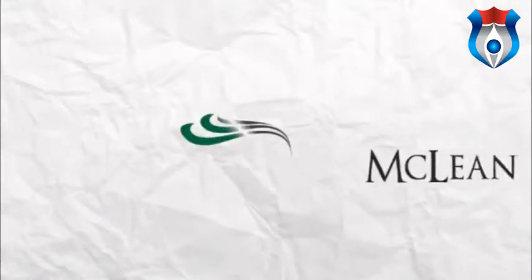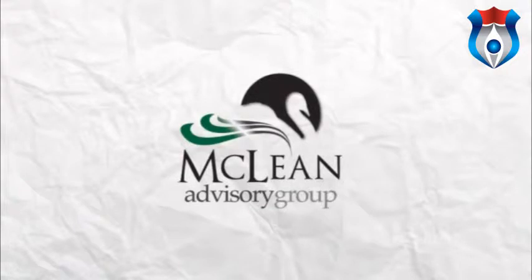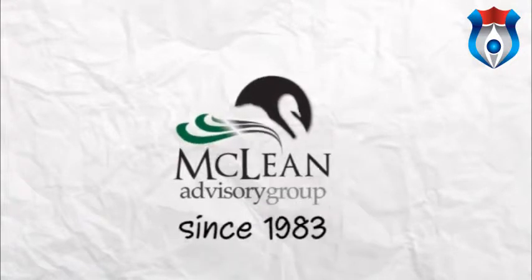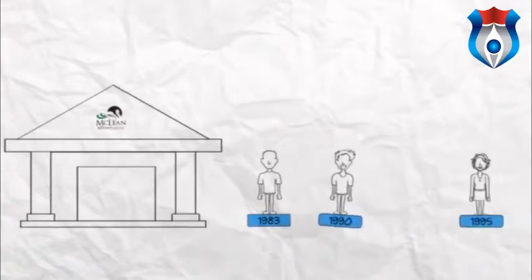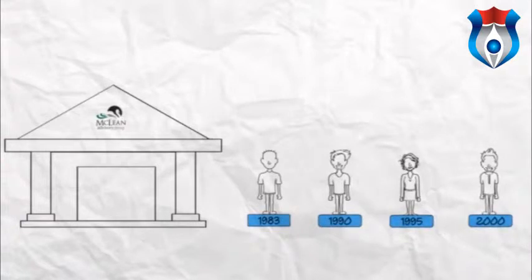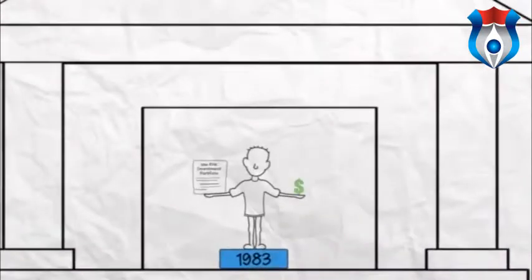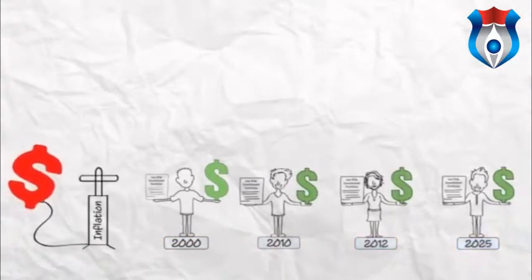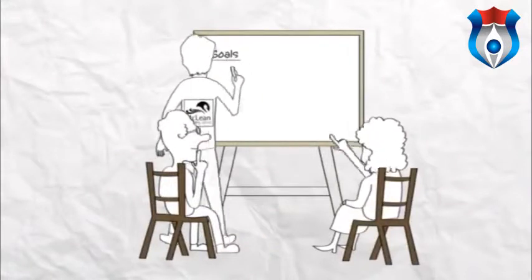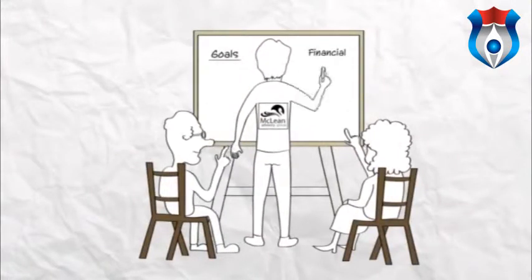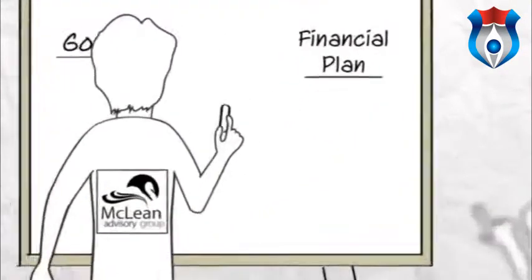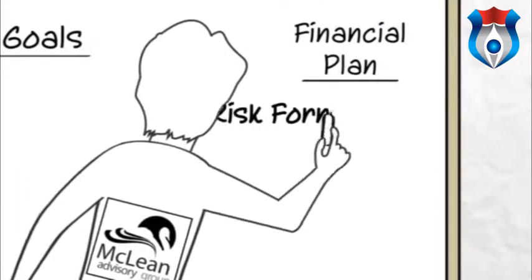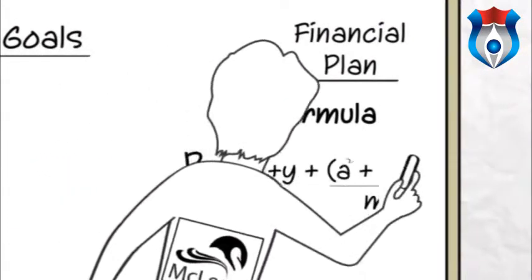Then they heard about McLean Advisory Group, a local firm since 1983 with a tremendous amount of experience in helping everyday people to protect their assets with a low to no risk investment portfolio that increases their income, ensuring that they will keep up with inflation for years to come. McLean Advisory Group helped Bob and Sandy align their life goals with their financial plan, and they took the time to really get to know their situation, as well as their appetite for risk.